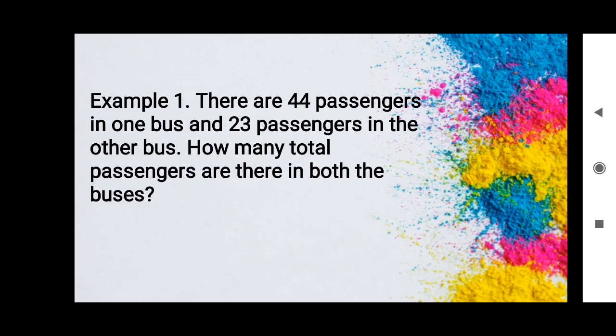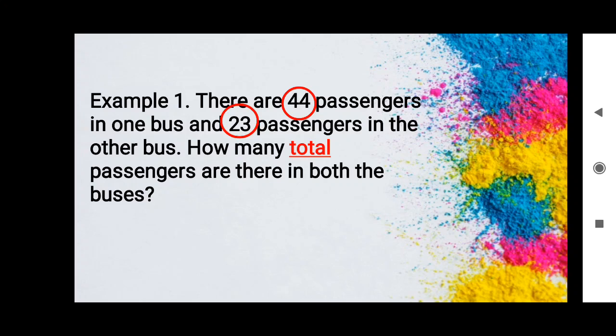So what was the first step? Absolutely correct. We will underline the keyword. And here, what is a keyword? As you can see, exactly. So the keyword in this word problem is total. That means this word problem is based on addition. Okay, so next step, you will circle the given numbers. So here, as you can see, we have 44 and 23. So I have circled both the numbers.